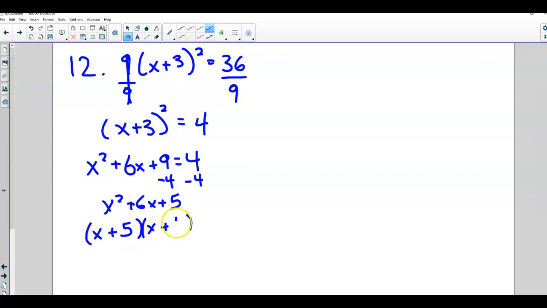So x plus 5 and x plus 1. 5 times 1 is 5. 5 plus 1 is 6. And then remember, we're trying to find the zeros. So x plus 5 equals 0. Well, negative 5 plus 5 is 0. X plus 1 equals 0, negative 1 plus 1 is 0. So that should do it for this one.